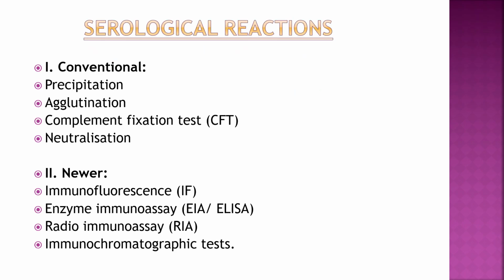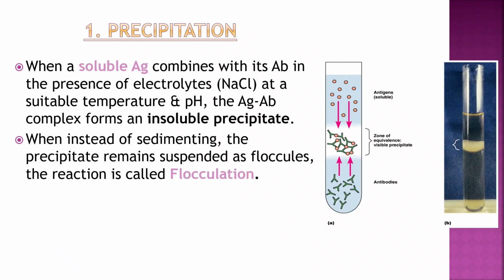Types of serological or antigen-antibody reactions are divided into conventional and newer techniques. Conventional ones are precipitation, agglutination, complement fixation test, and neutralization. The newer techniques are immunofluorescence technique, enzyme immunoassay, that is ELISA, radioimmunoassay, and immunochromatographic test. Now let's see about precipitation.